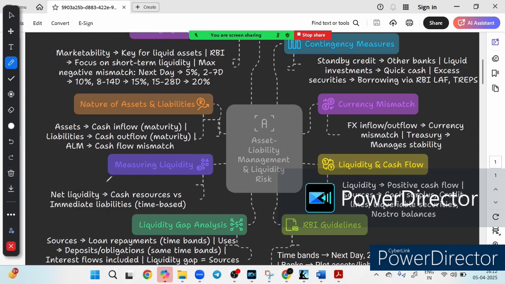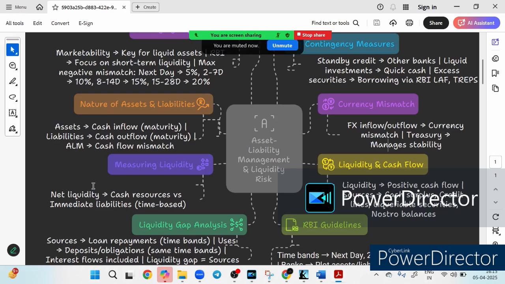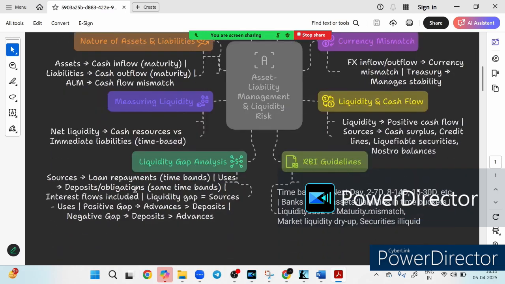Whenever I say net liquidity, on one side we have cash resource, right? And versus what? Versus short term obligation, right? So if short term obligation, or liability, exceeds the cash resources, the bank could face a liquidity crunch. That is how we measure the liquidity.